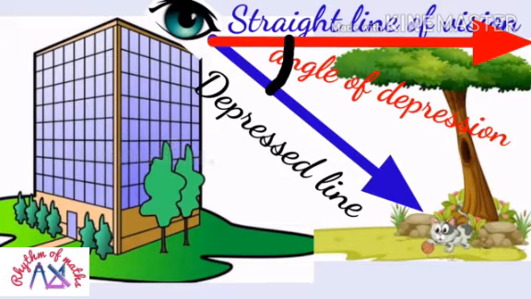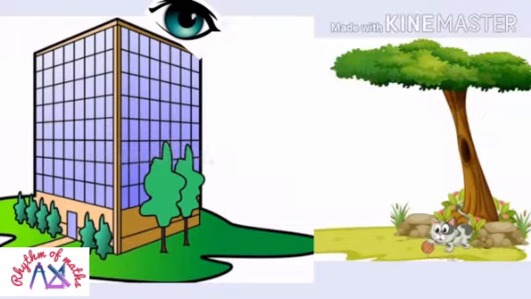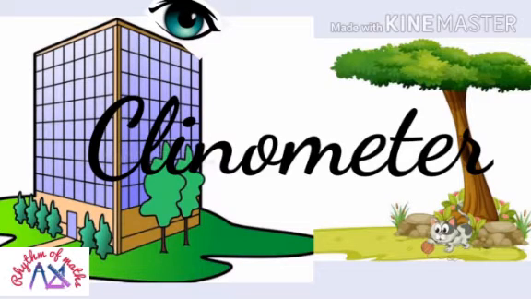And one more thing, the instrument used to measure this angle of elevation and angle of depression is called a clinometer. Clinometer is used to measure the angle of elevation and angle of depression. Okay, now let's move on to problems.